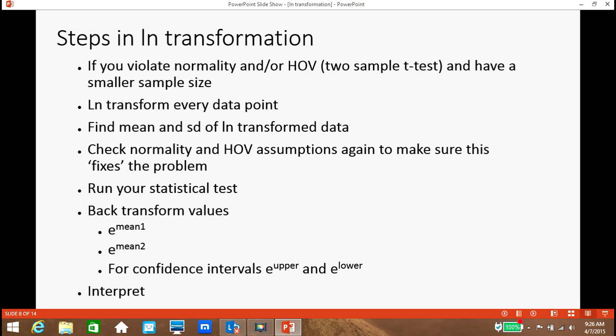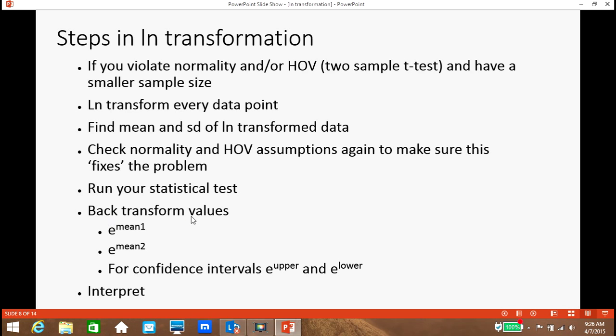All right, here are the basic steps. You know that you violated normality and/or HOV. You specifically test for that using the Anderson-Darling and Levene's test. You can't ignore it. So you go in and you log transform every data point. Okay, so it's very simple. We'll practice this in class. Then you find the mean and standard deviation of the log transform data. You'll look at your histograms again. Go ahead and recheck those assumptions, normality and HOV, to make sure this fixes the problem, because you don't want to end up having a different problem. So you got to recheck. Then you'll run your statistical test, say a two-sample t-test.